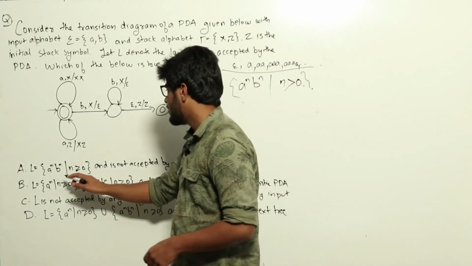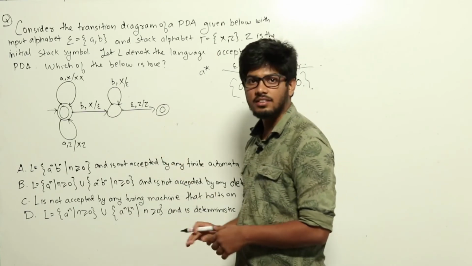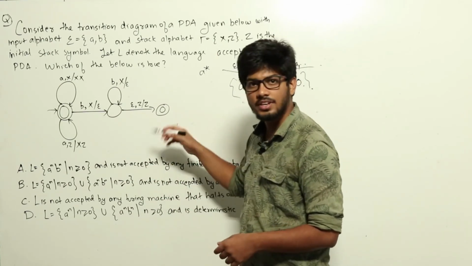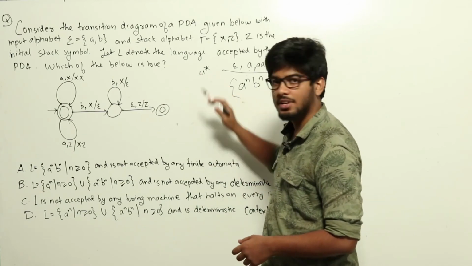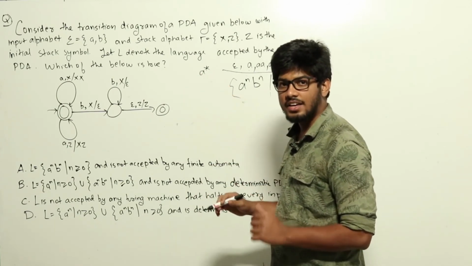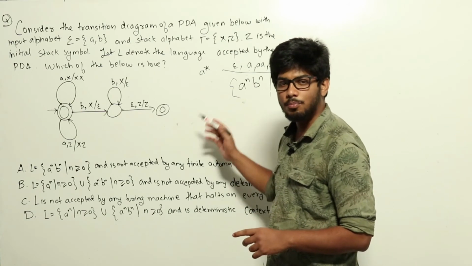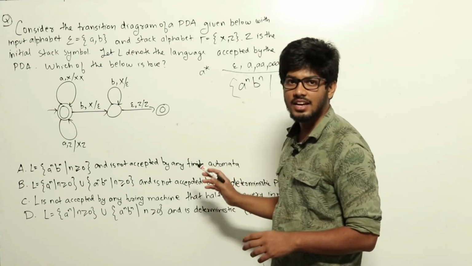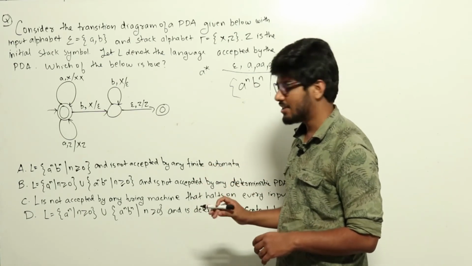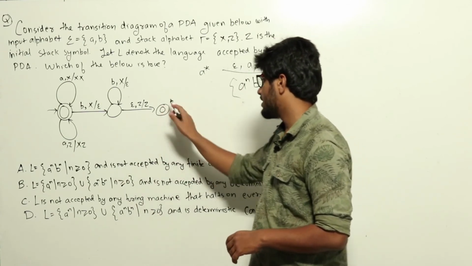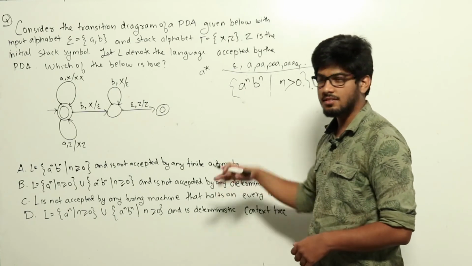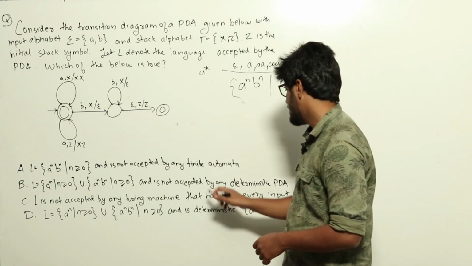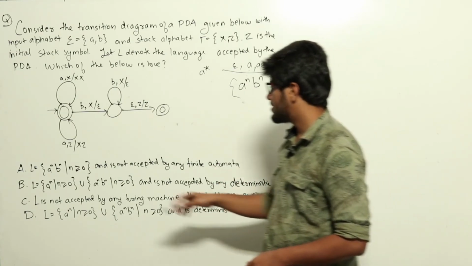That's because, see, we only have to do either one of two things. One is, as long as we keep on seeing A, just push it to the stack and keep on accepting all the strings. After we see at least one B, we will be keeping on popping whatever is there in the stack until the stack becomes empty. After it becomes empty, if there is nothing else, we will be accepting it. So this can be easily done by a deterministic push-down automata. There is nothing non-deterministic about this. So this part of the statement is false. So B is also false.